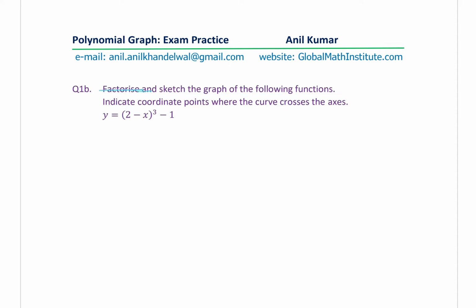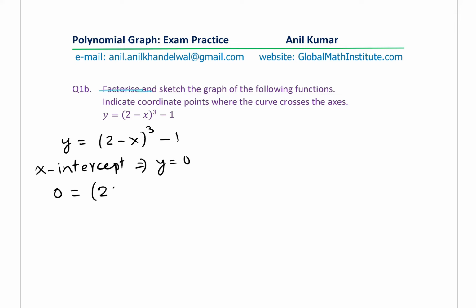sketch the graph, right? Since the equation is given in the vertex form, let me rewrite the equation, which is y equals (2 minus x) whole cube minus 1. So that becomes the equation. Now, how do you find x and y intercepts in this particular case? As far as the x-intercept is concerned, x-intercept is when y equals 0. So we'll equate y to 0 and find the x-intercept.